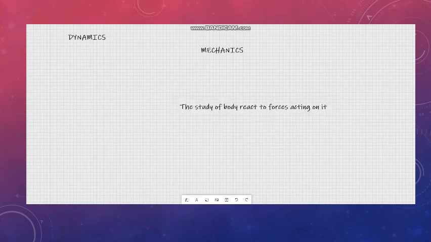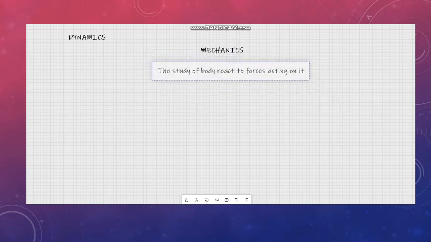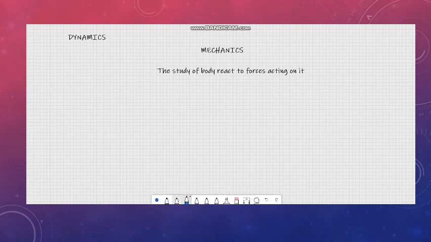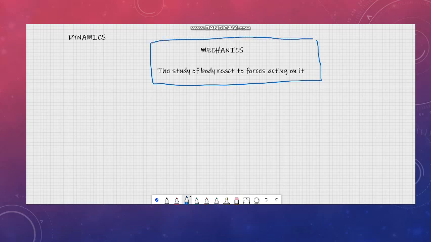So basically, mechanics is the study of how a body reacts to forces acting on it, right? Well, let's do this, guys. Let's make it in a box, because we are going to divide these mechanics into two sub branches.